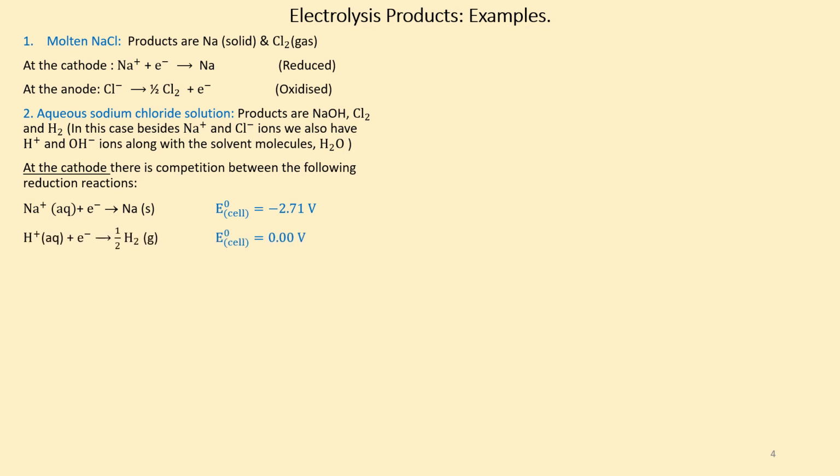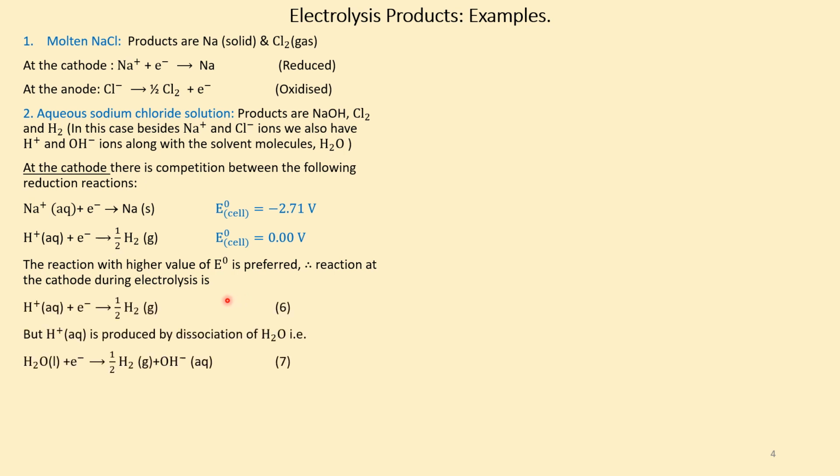Similarly, there is yet another equation, H+ reduction. H+ combines with one electron to form half H2 gas, whose E naught is 0.000 volts. Between the two, the reaction with the higher value of E naught is preferred, and therefore the reaction at the cathode during electrolysis is the second one, with standard E naught equal to 0.00, that is, reduction of H+ aqueous to form half H2 gas. Let it be equation 6.